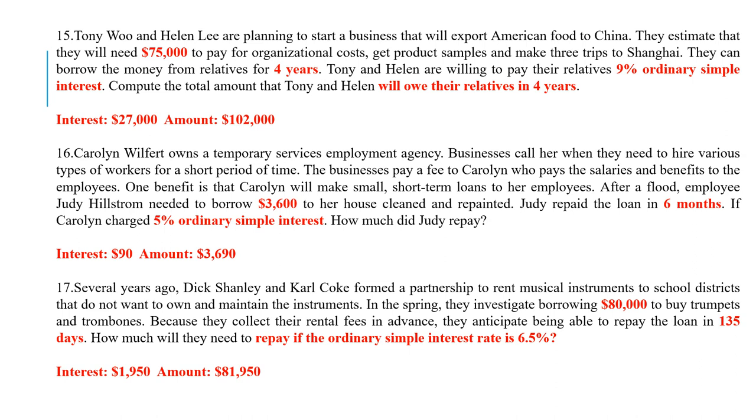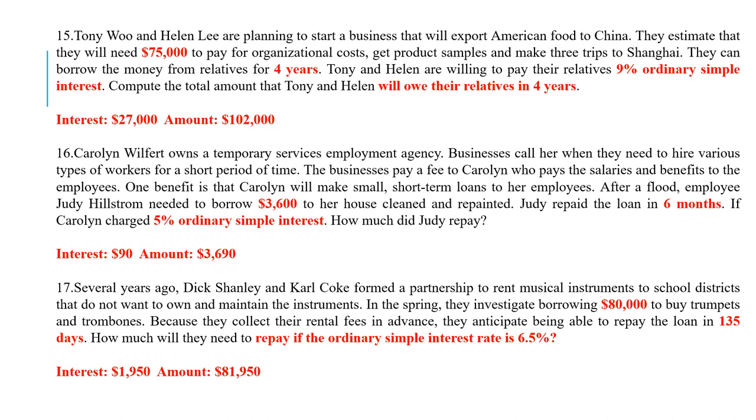Because your interest is in terms of years. The 9% in your question is every year. That's why you multiply with 4. For 6 months you want to borrow, but the 5% is for 1 year. Understand? So 3,600 times 6 over 12 times 5%, you'll get an interest of 90. How much you have to pay back? 3,690.